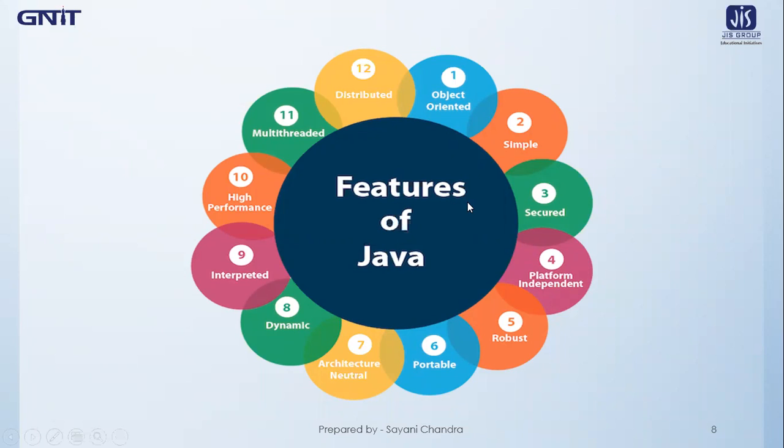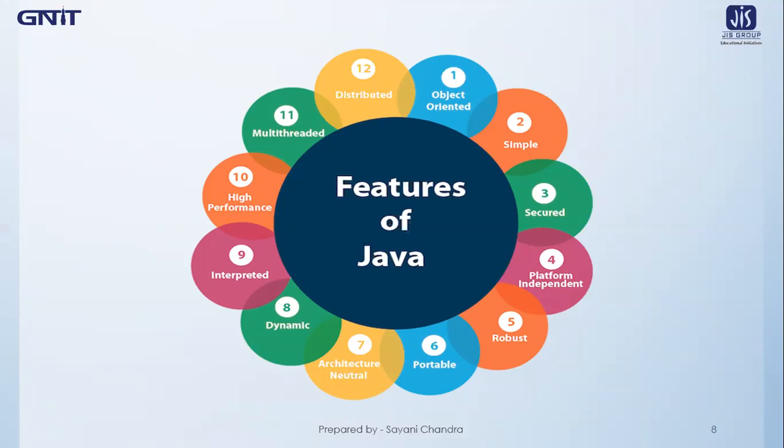The first feature of Java programming language is object-oriented. Java is an object-oriented programming language. Everything in Java is an object. Literally everything can be considered an object in Java. Object-oriented means we organize our software as a combination of different types of objects that incorporate both data and behavior.